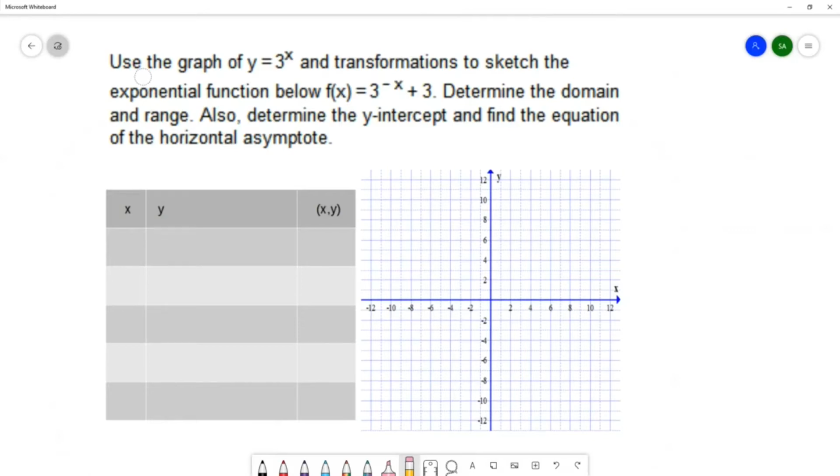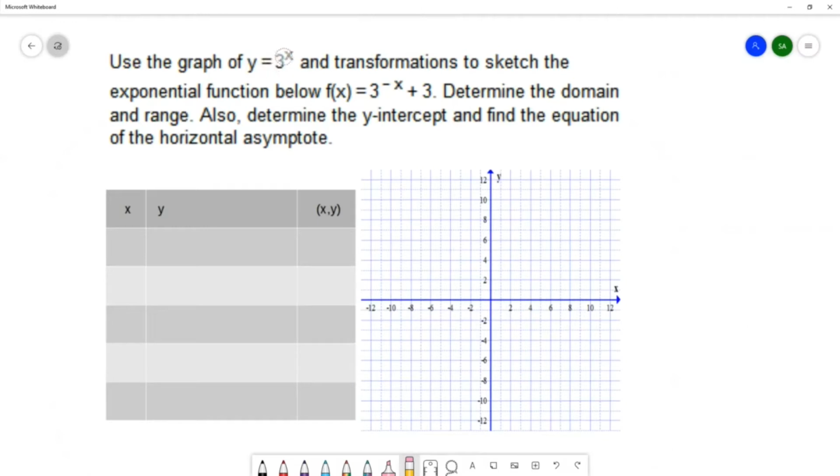For this question, we want to use the graph of y equals 3 to the x and transformations to sketch the exponential function below, f of x equals 3 to the negative x plus 3. In addition, we want to determine the domain and the range, and the y-intercept and the equation of the horizontal asymptote. So I'm going to start by taking a look at the graph of y equals 3 to the x.